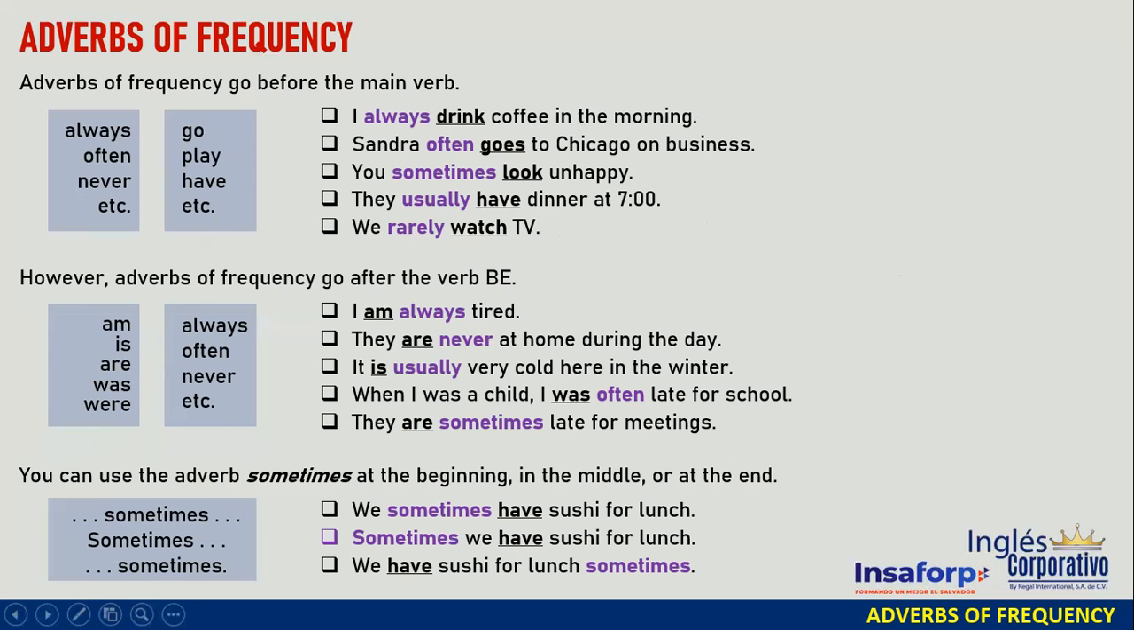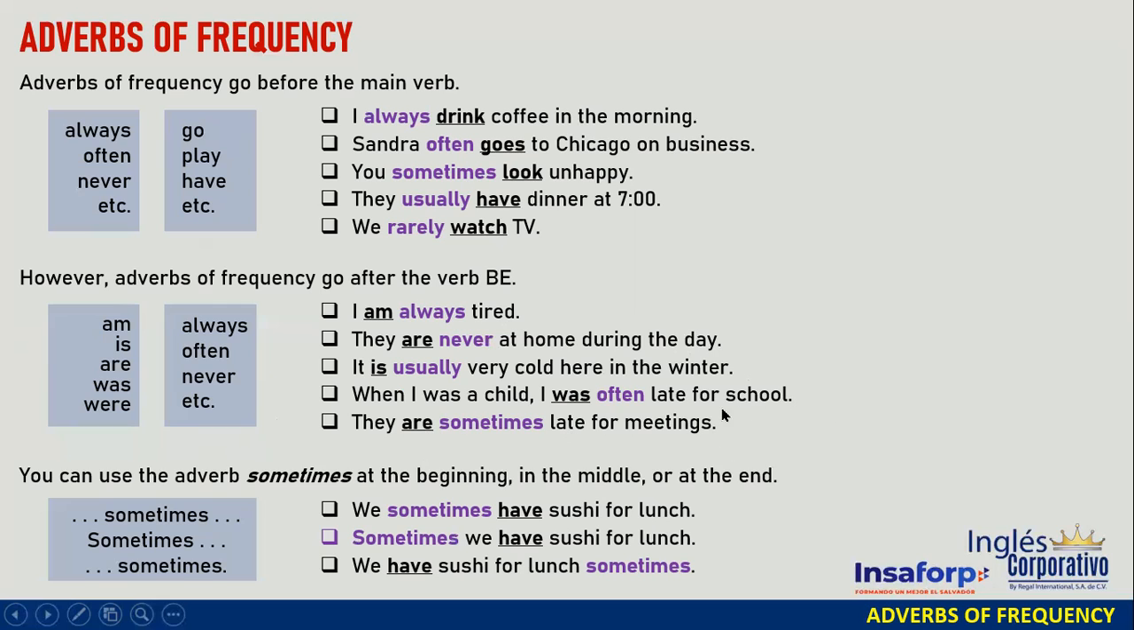However, sin embargo, adverbs of frequency go after the verb be. Si es con el verbo to be, siempre van a ir después. Miren, aquí ve. Adverbio de frecuencia, verbo principal. Verbo to be, adverbio de frecuencia. I am always tired. They are never at home during the day. It is usually very cold here in winter. When I was a child, I was often late for school. There are sometimes late for meetings.